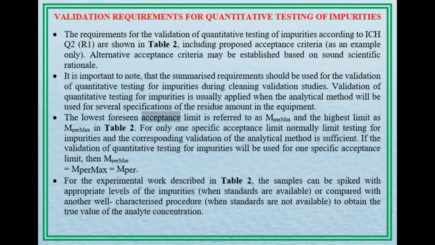The lowest foreseen acceptance limit is referred to as MPer-min and the highest limit as MPer-max in Table 2. For only one specific acceptance limit, normally limit testing for impurities and the corresponding validation of the analytical method is sufficient. If the validation of quantitative testing for impurities will be used for one specific acceptance limit, then MPer-min equals MPer-max equals MPer. For the experimental work described in Table 2, the samples can be spiked with appropriate levels of the impurities, when standards are available, or compared with another well-characterized procedure, when standards are not available, to obtain the true value of the analyte concentration.